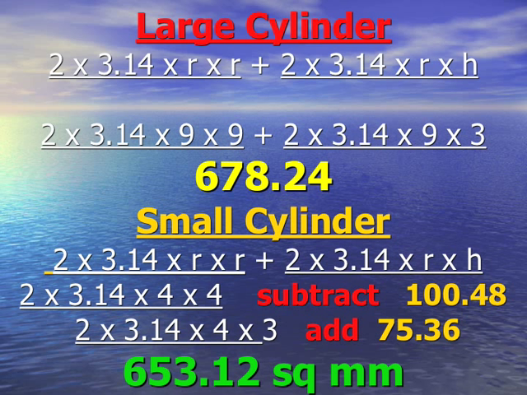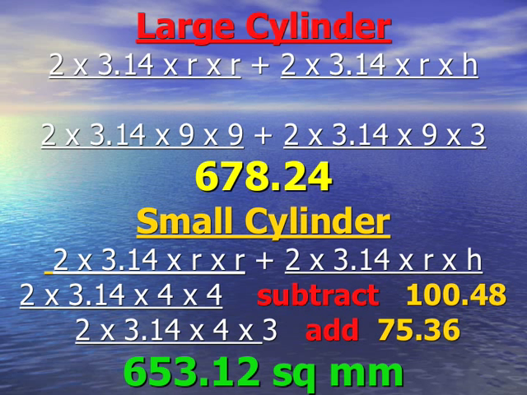Now, the smaller cylinder contained within. The first thing I need to do is subtract from 678.24, my grand total, the first part of that surface area formula, the 2 pi r squared part, because what I'm doing is getting rid of the circle on the top and the bottom that is not there. So 2 times pi times 4 squared gives me 100.48. So then I subtract that from 678.24 and get another total.